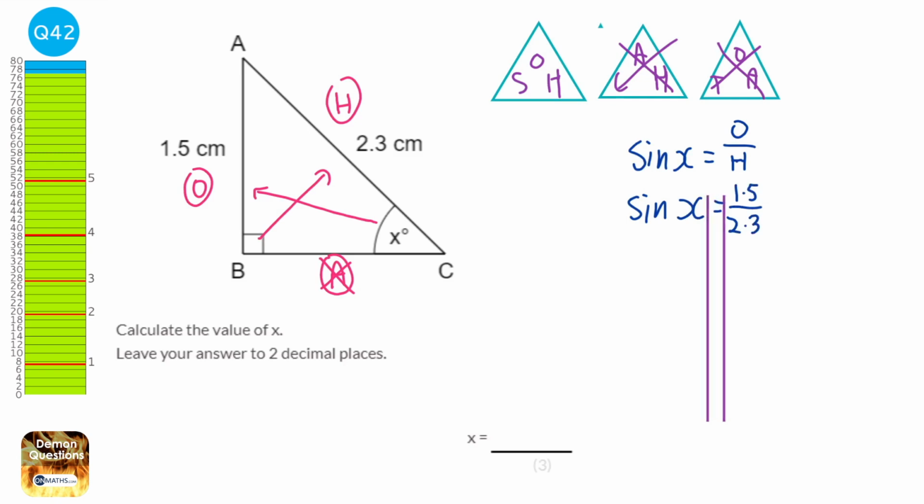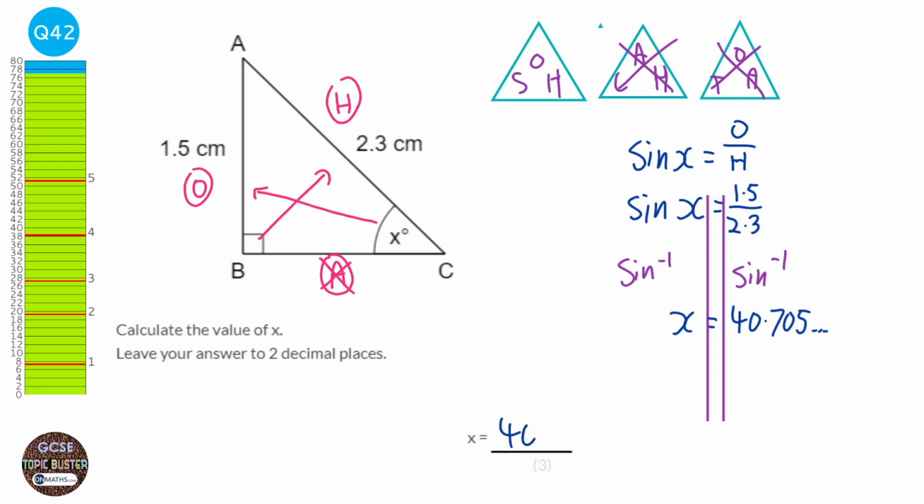And let's get our solving lines in. And what we're going to do is we're going to do the opposite of sine both sides, so we get x on one side. The opposite of sine is called the inverse sine, which looks like that. And you normally press the shift button on your calculator and then sine. So when you inverse sine 1.5 over 2.3, we get 40.705, blah, blah, blah. And 2 decimal places, which it asks us for, that would be 40.71 degrees.